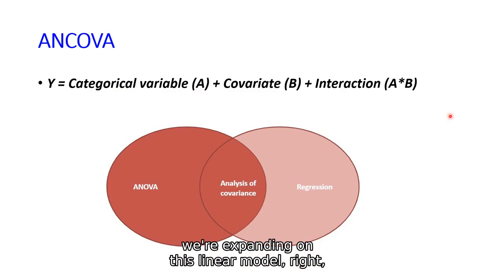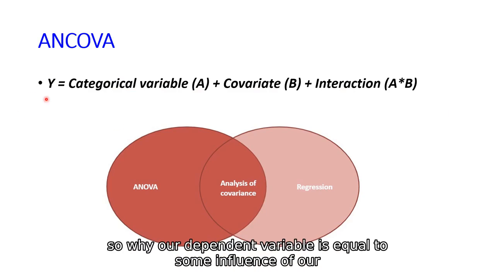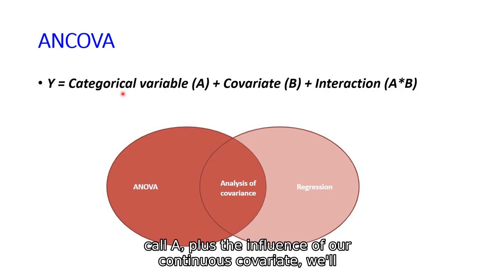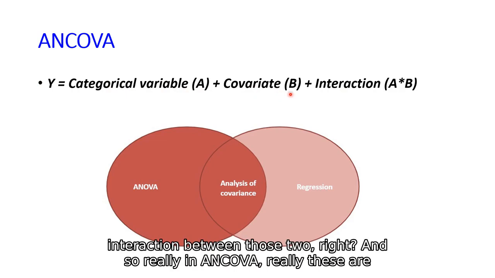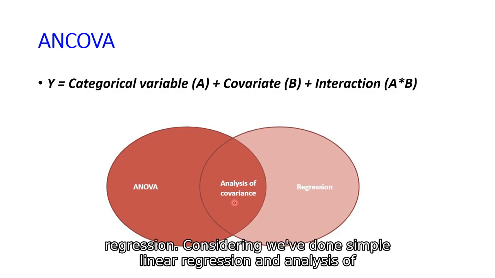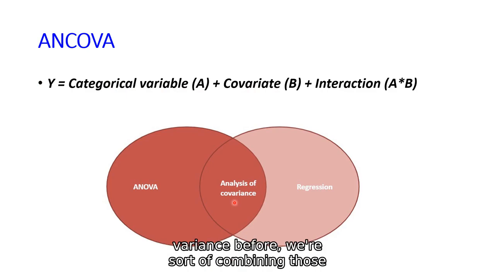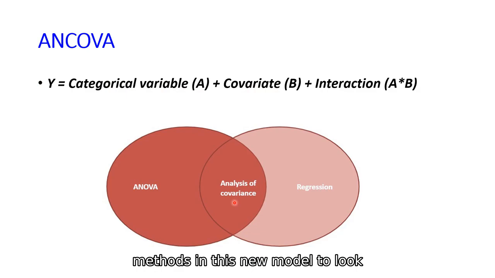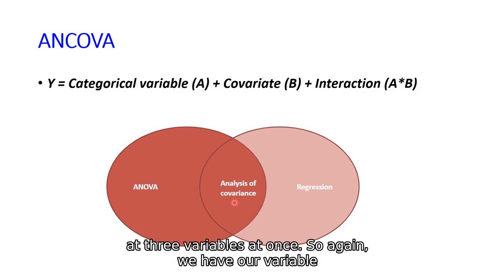Okay? So we're expanding on this linear model, right? So y, our dependent variable, is equal to some influence of our categorical variable, which we'll call A, plus the influence of our continuous covariate, we'll call B, and the interaction between those two, right? And so really in ANCOVA, these are all just linear models, right? But it's sort of this combination of ANOVA and regression. Considering we've done simple linear regression and analysis of variance before, we're combining those methods in this new model to look at 3 variables at once.